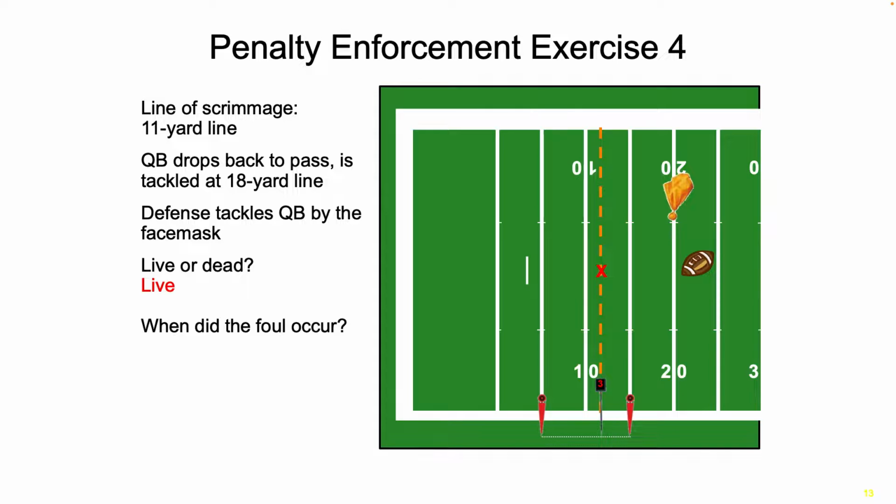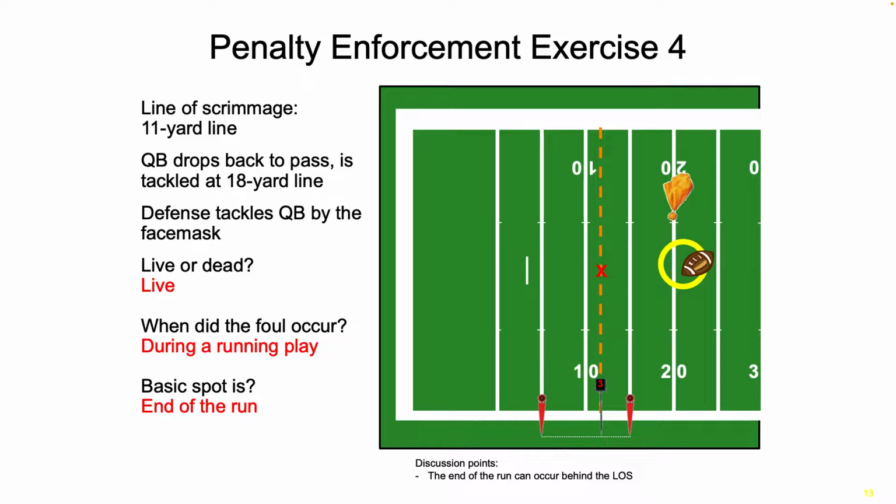When did the foul occur? What type of play was occurring when this foul happened? It's a running play. No fumble, no pass, no punt. What's the basic spot for when a foul occurs during a running play? The end of the run. So the tackle happened at the 18, so we're going to enforce this face mask from the 18-yard line. And in this case, the end of the run is behind the line of scrimmage, which is perfectly fine.